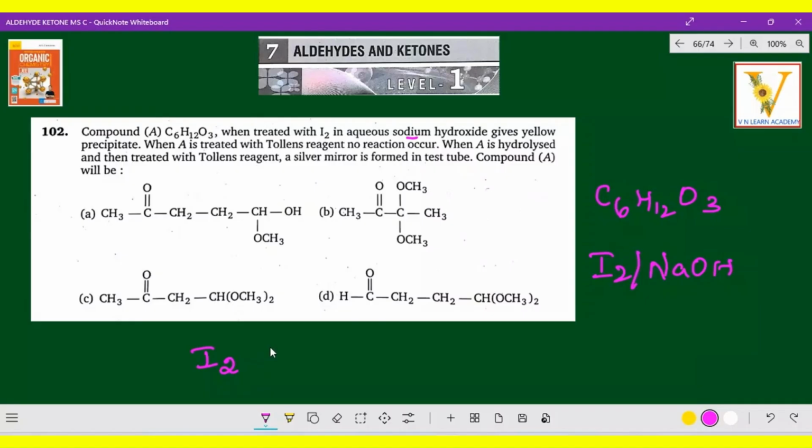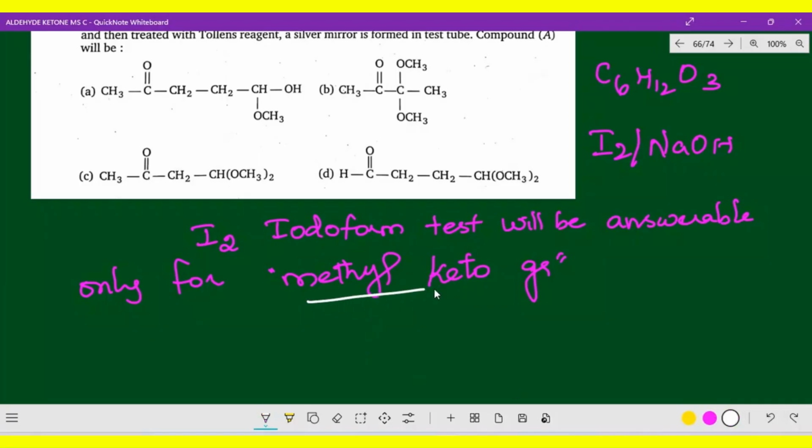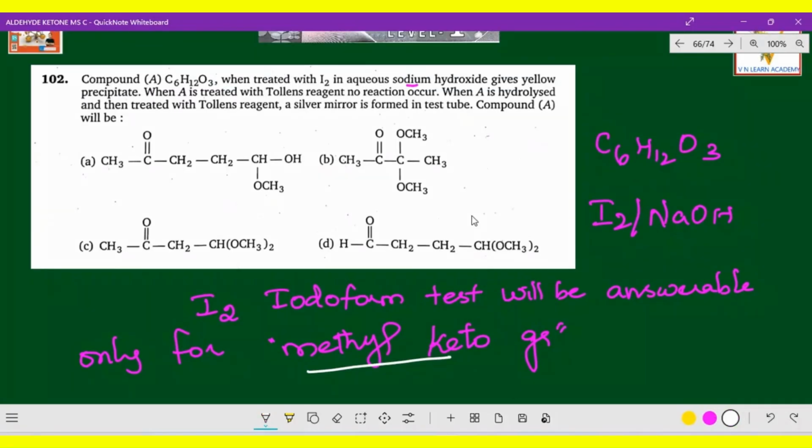So the iodoform test will be answerable only for the methyl keto group. Methyl keto group. Okay, so these are all the tricks. Please remember. So what is that question completely? This is only for the iodoform test, only for the methyl keto group. It will be answerable. So that means that compound might be a keto compound only.